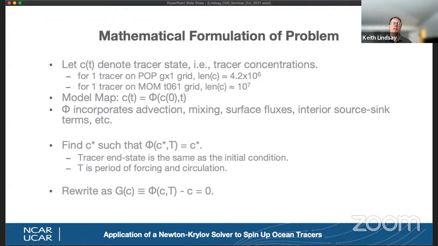This equation, phi of C star equals C star, we're going to rewrite with a new function that I'm introducing, capital G, which is the end state minus the beginning state. And now we're trying to find C star such that this equation is 0. And now we've got an equation that we're trying to solve for 0, and we can use math to work towards solutions of that equation.